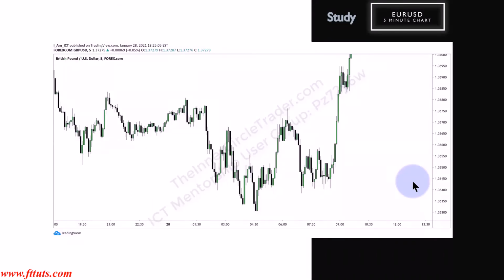So I have a little bit more price action in here. This shows part of the New York open setup. Pause the video if you're not ready.